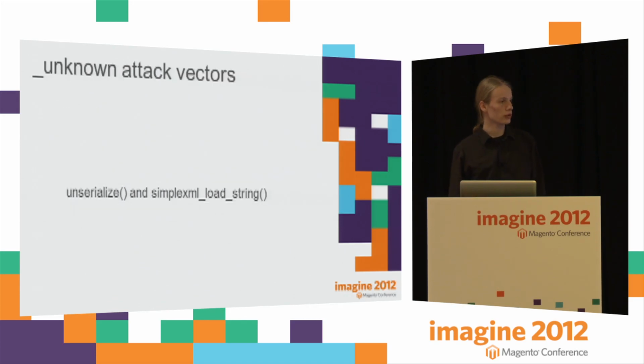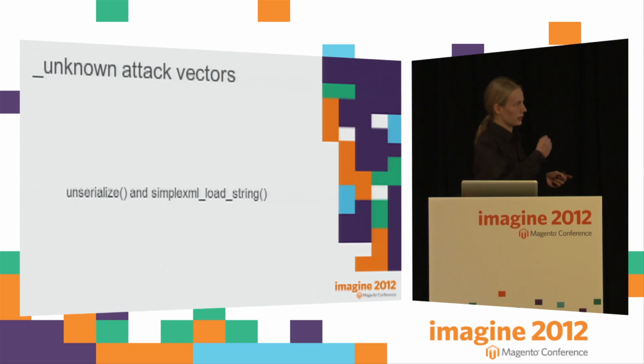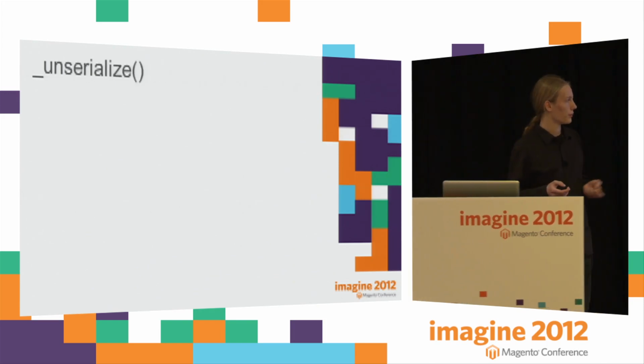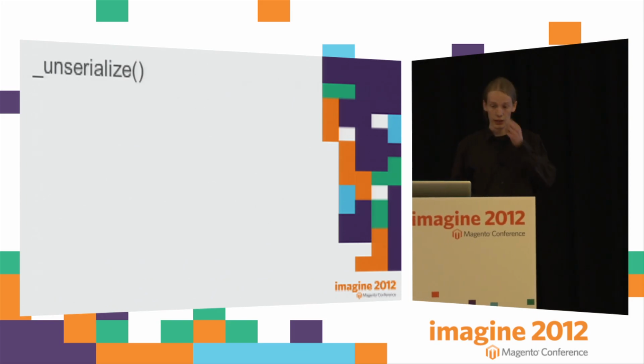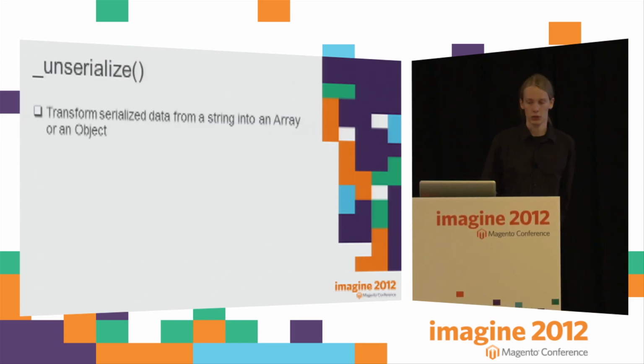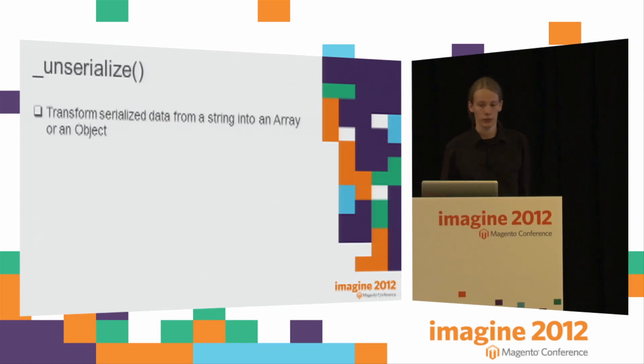Yeah, then I want to show you two unknown attack vectors, unserialize and simplexml_load_string. These both functions are dangerous too, because if an attacker is able to send a string as an argument to one of these functions, he could be able to take over the server. First, unserialize. Unserialize is used to transform the serialized data back into an array or an object.